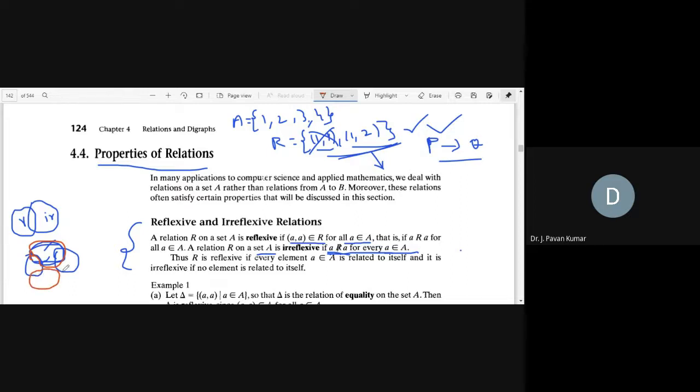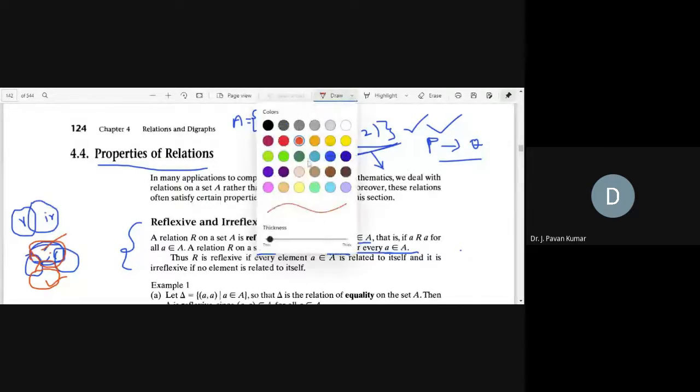Some of the not irreflexive relations are reflexive, but not all. And now we can have an intersection between these two. Yes or no? Some of the not reflexive and some of the not irreflexive relations are the same. Yes, sir. Like this we can understand this one.